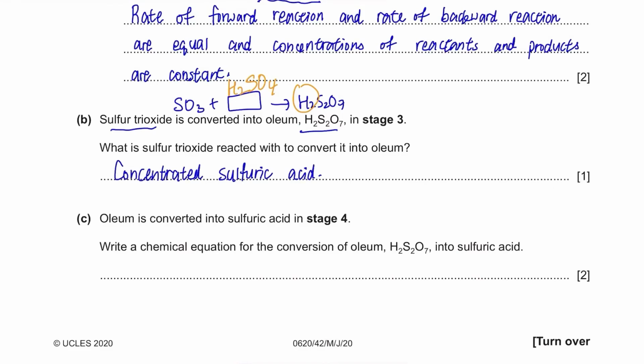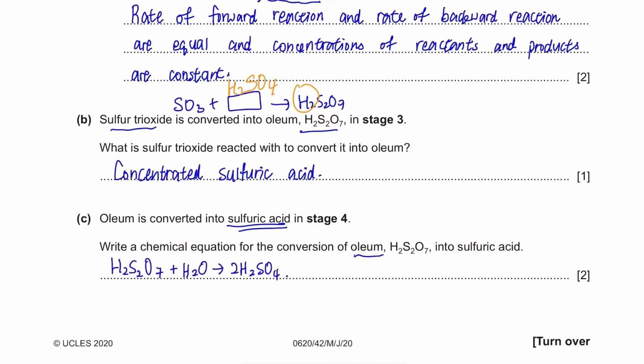Part C. Oleum is converted into sulfuric acid in stage 4. They made oleum by adding sulfuric acid, and now they're converting it back to sulfuric acid again. Interesting process. Write the chemical equation for the conversion of oleum, H2S2O7, into sulfuric acid. Well, in this case, you can't really figure this out, you just need to know it. In the last stage of manufacture of sulfuric acid, you need to add H2O to produce sulfuric acid.